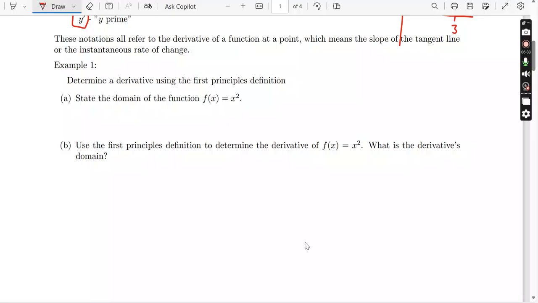State the domain of this function. So this is just a parabola. So the domain is x is an element of the real numbers.